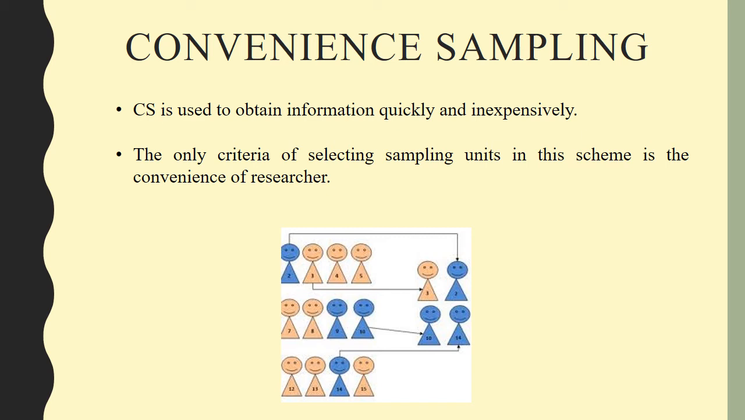Coming to the first type of non-probability sampling, it is called convenience sampling. Convenience sampling is used to obtain information quickly and inexpensively. As the name indicates, convenience, right? Based on the researcher's convenience, these samples are selected. The only criterion for selecting sampling units in this scheme is the convenience of the researcher, and mostly the ones used are neighbors, friends, family, colleagues, and passersby. You might have observed this whenever you go to the malls, right?